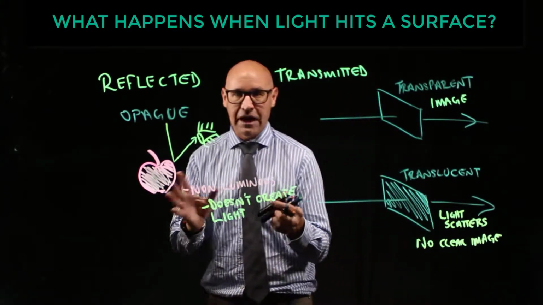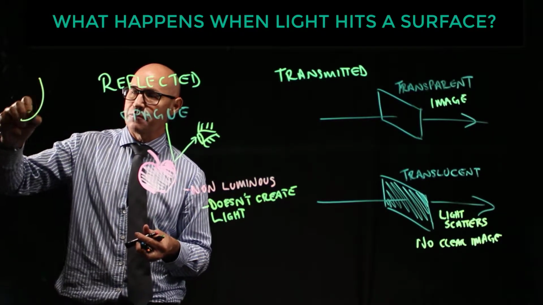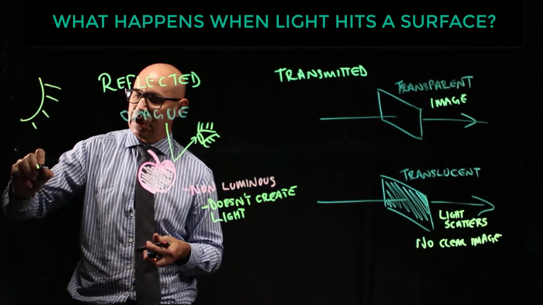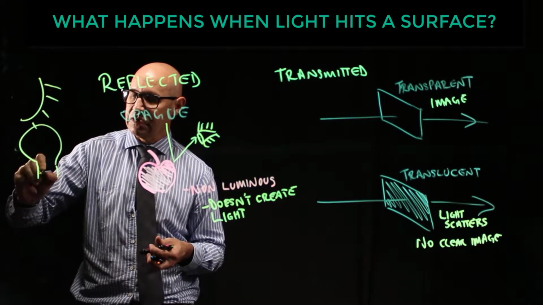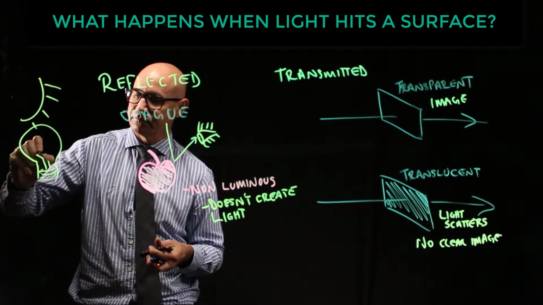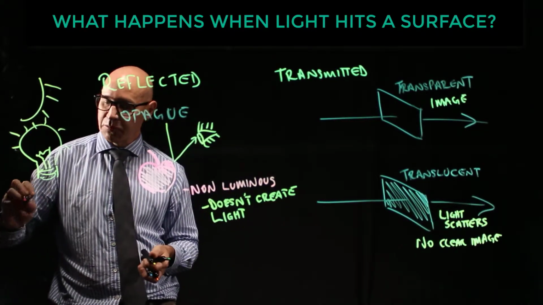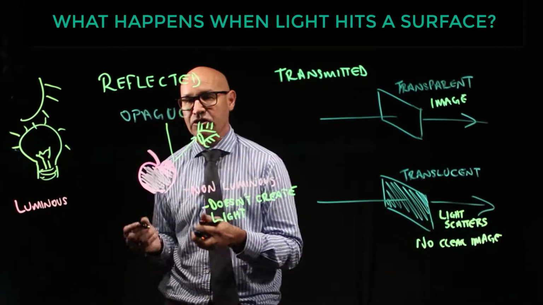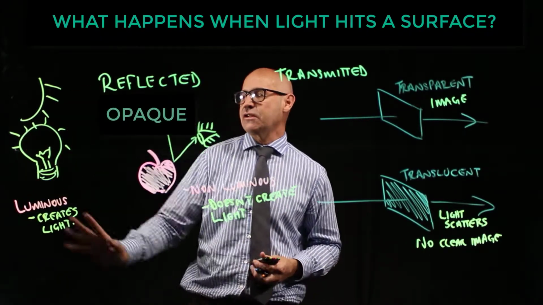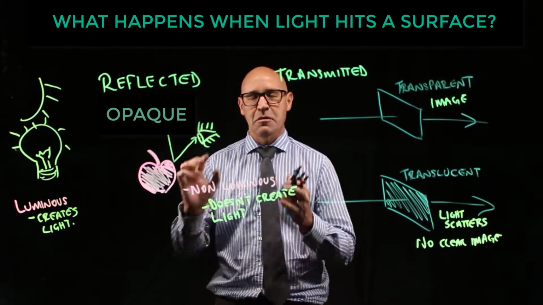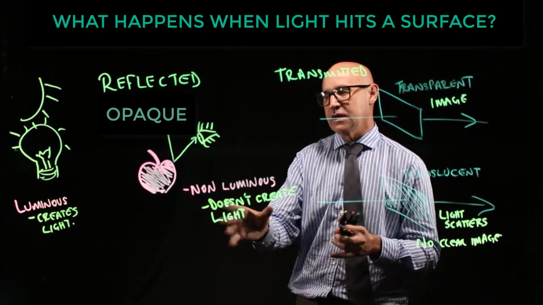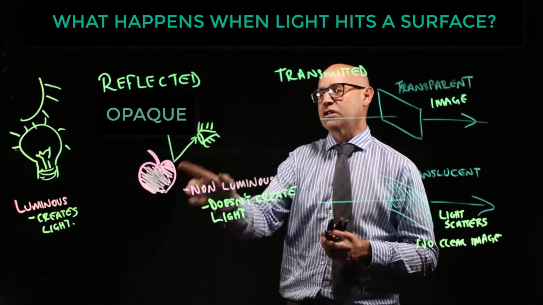So we do have things that are luminous. For example, the sun or a light bulb is luminous because it actually creates light, and that's what we call luminous. Something that's luminous creates its own light, but most things we see are non-luminous, and we see them because light actually reflects off.